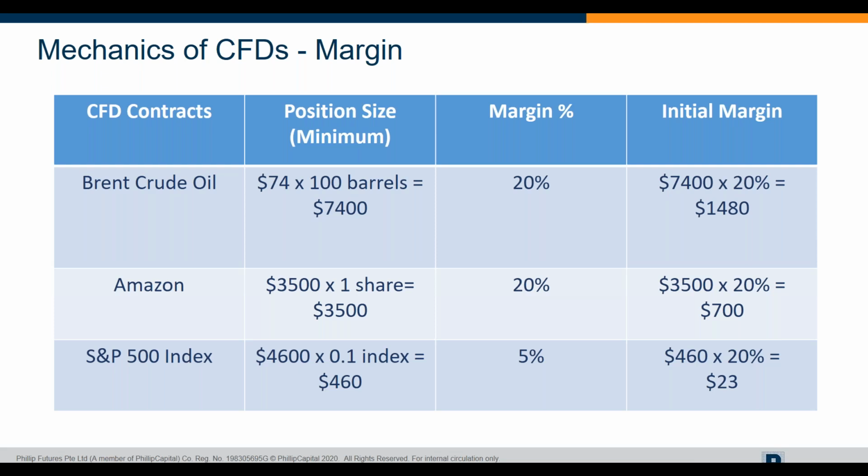For Amazon shares, it is the same. The benchmark margin is around 20%. So to initiate a position in Amazon, taking an example price of 3,500, you would only need $700 initial margin to start this position. Okay, moving on to the S&P 500.